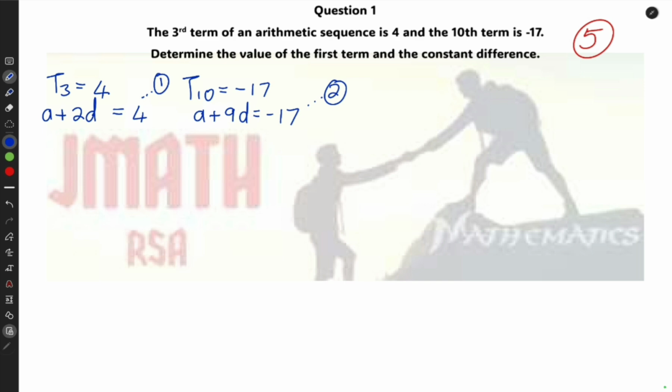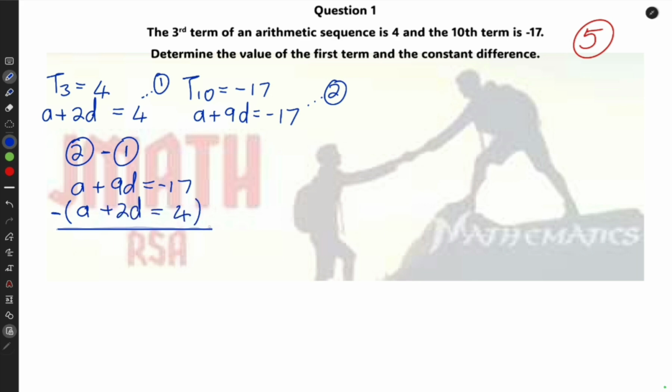And then I must write what I am doing so the marker understands where the next equation is coming from. So what I'm going to do is I'm looking for the one with the biggest D value. So that's equation 2. So I'm going to take equation 2 minus equation 1. How would that look? A plus 9D equals minus 17. And then minus, I put a bracket, A plus 2D equals 4. Okay, so now, just like in primary school, I'm just going to take each column and subtract. So A minus A is nothing. 9D minus 2D is going to give me 7D. And then minus 17 minus 4 gives me negative 21. And that means D is equal to minus 3.